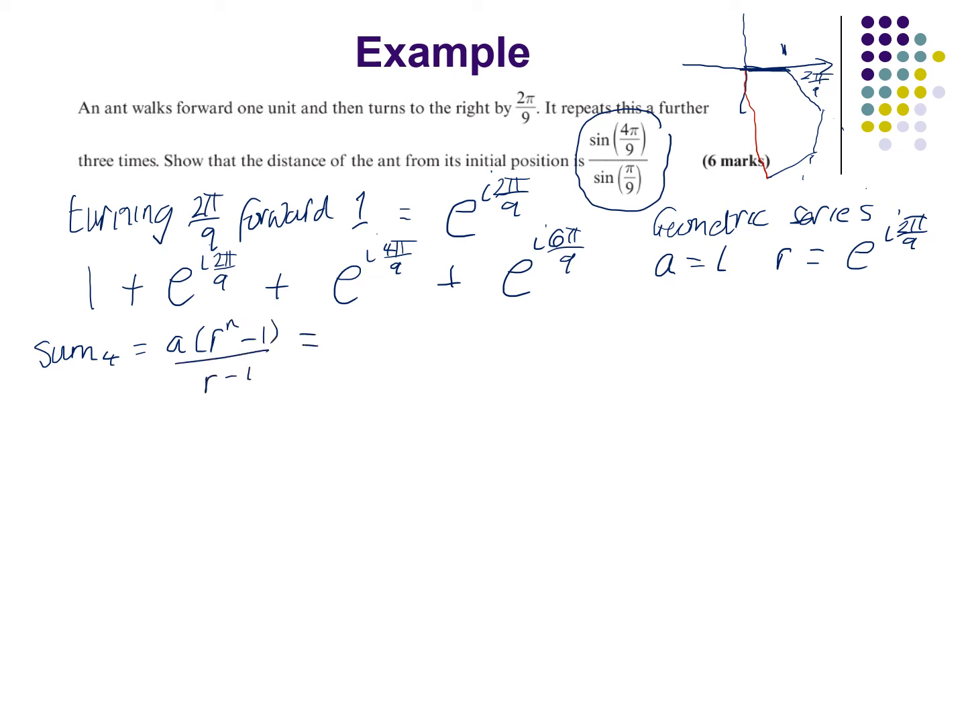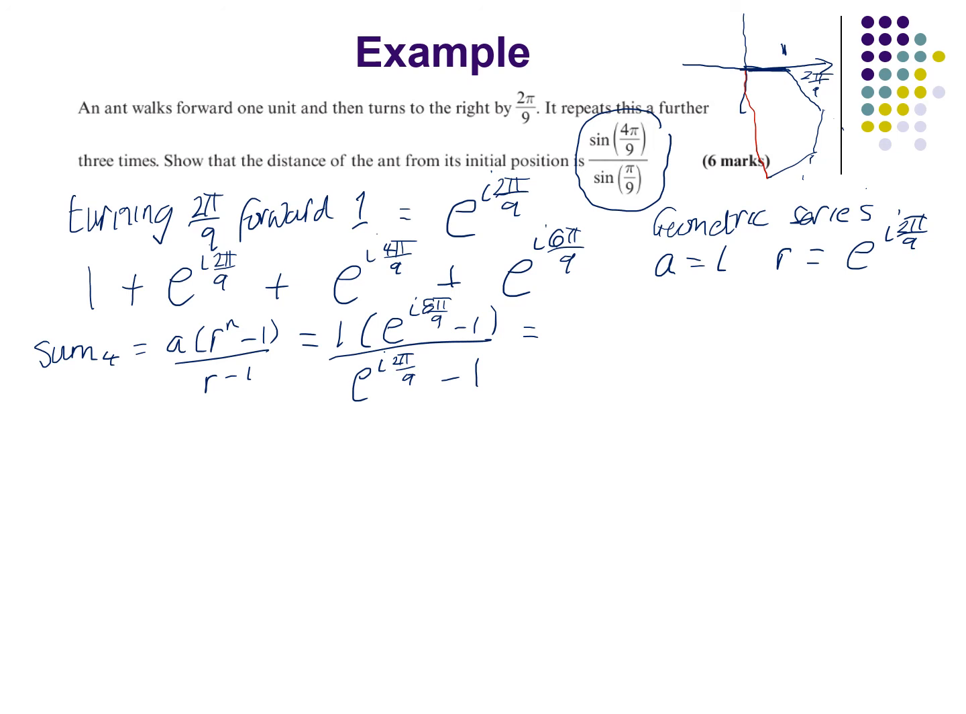Let's put in our values. a is 1. r to the n, well, n is 4, so you get e to the i 8π by 9, because you times that argument by 4, minus 1, over e to the i 2π by 9 minus 1. Now, the distance is going to be given by the magnitude of this thing here, but do you remember when we were doing the other ones, we've got the problem of i's in the denominator, so at the moment I need to simplify that.